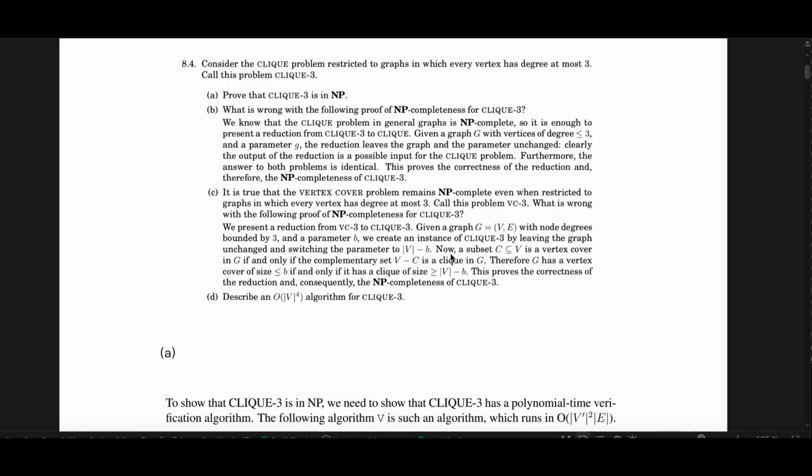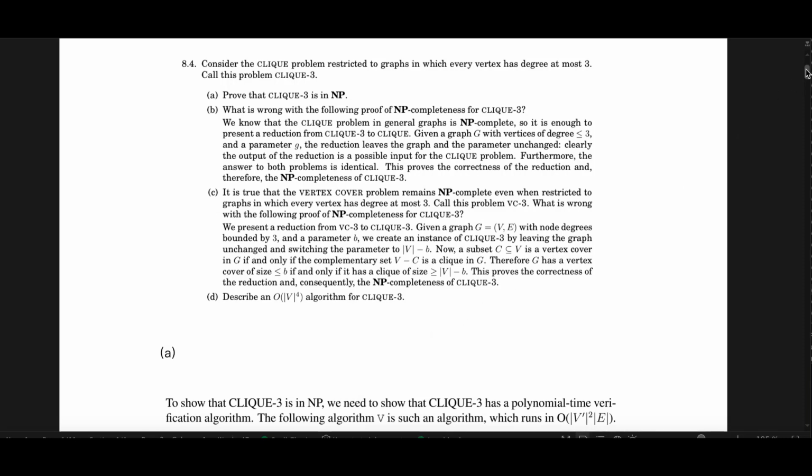Now, a subset C of V is a vertex cover in G if and only if the complementary set V minus C is a clique in G. Therefore, G has a vertex cover of size at most B if and only if it has a clique of size at least |V| minus B. This proves the correctness of the reduction and consequently the NP-completeness of Clique-by-3.